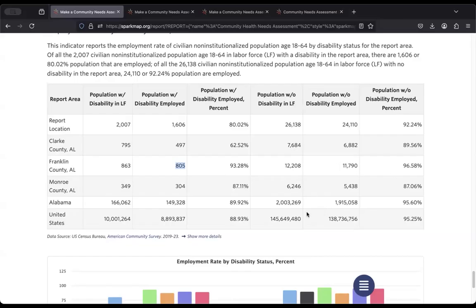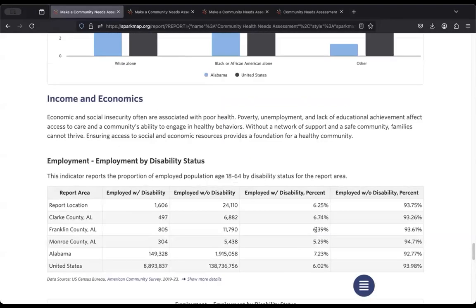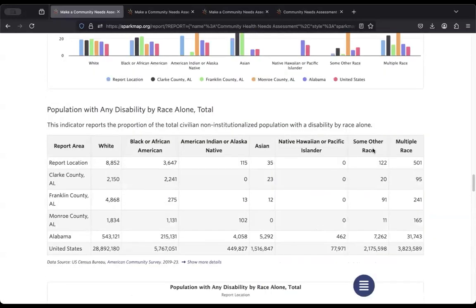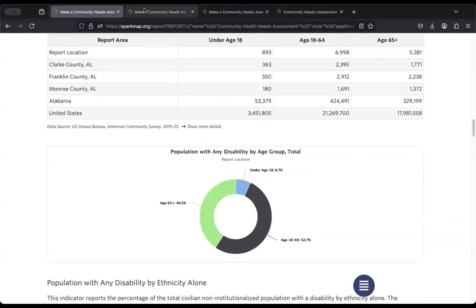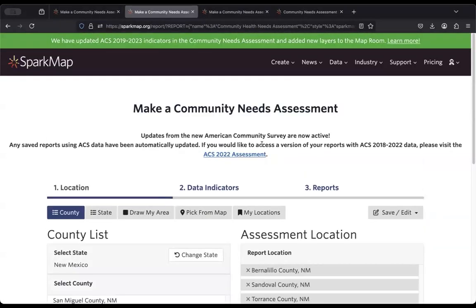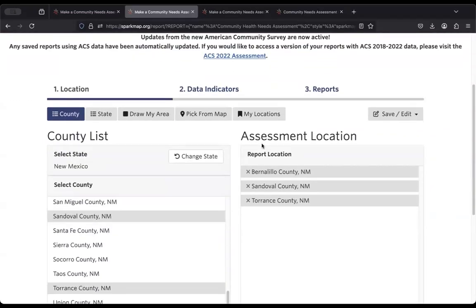So that's the first example that I wanted to point out. Like I said, these are some additional breakout information that we have available to us through the American Community Survey. So the next grouping that I want to look at, we're going to go from Alabama all the way over to New Mexico.